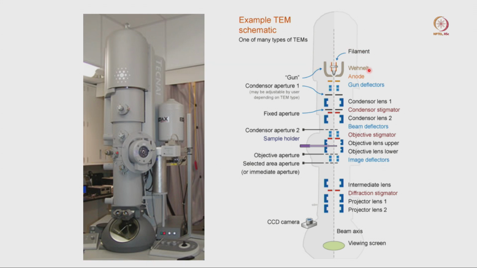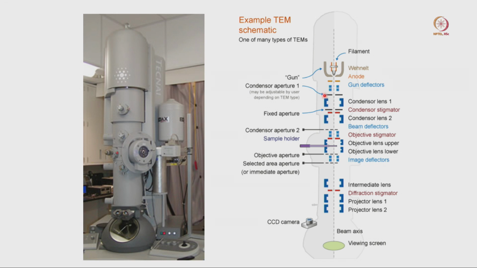Now if you look inside, what do you have? This is called the electron gun, and it has three different components. It has a filament, then it has a Wehnelt cylinder. This Wehnelt cylinder is very important. We will draw and explain why it is very important, and then there is an anode. Electrons will come, and this line going through the center of the microscope is called the optical axis. Now after the anode we have a gun deflector.